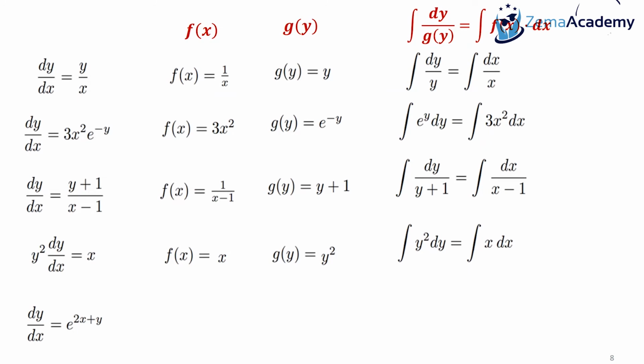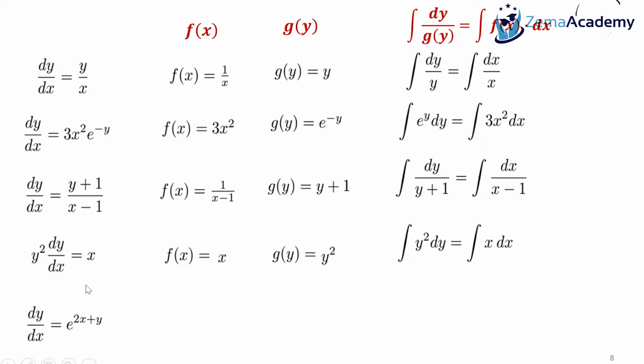Similarly, in the last example, you have dy by dx equals e to the power 2x plus y. Now, you can break this exponential term into two because it is in the power, 2x plus y. You can break it up as e to the power 2x multiplied by e to the power y. When the bases are the same, powers are added. So you can see how we got this answer.